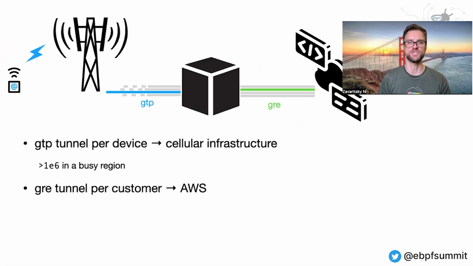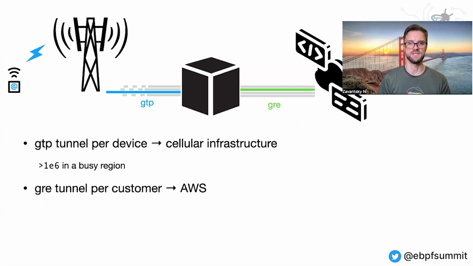I'd like to acknowledge that signaling in cellular networks is a complex topic. I will conveniently ignore signaling today. Once a device is online and authenticated, the data path is rather simple. It is a GTP tunnel we have to terminate.